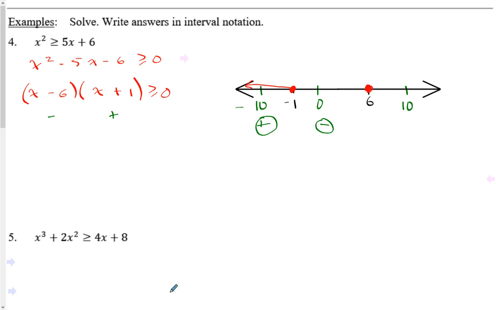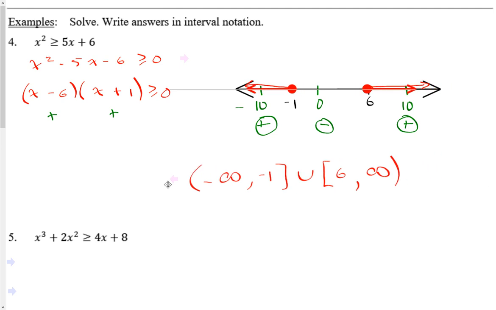And then we'll look at the positive 10. If I plug positive 10 in here, 10 minus 6 gives me positive. 10 plus 1 gives me positive. Positive times positive gives me positive, which is greater than or equal to 0. And so I will include all of these points as part of my solution as well. So when I write this in interval notation, we will be going from negative infinity up to and including negative 1, and then from positive 6 to positive infinity, including this positive 6.